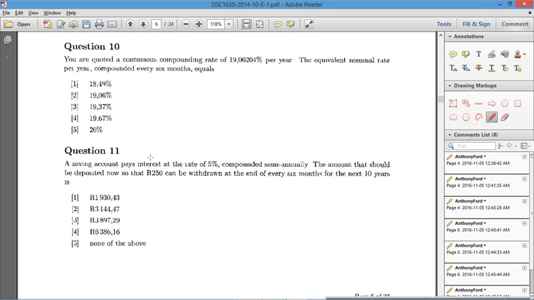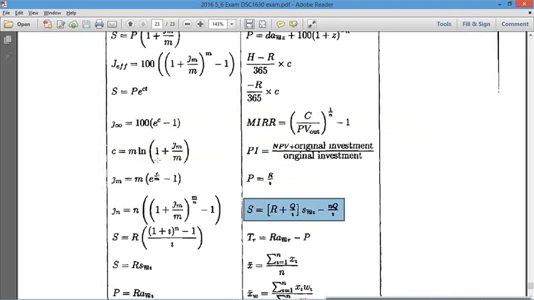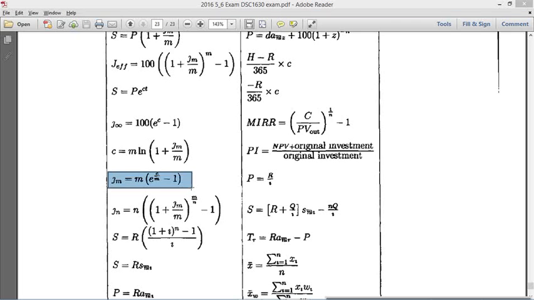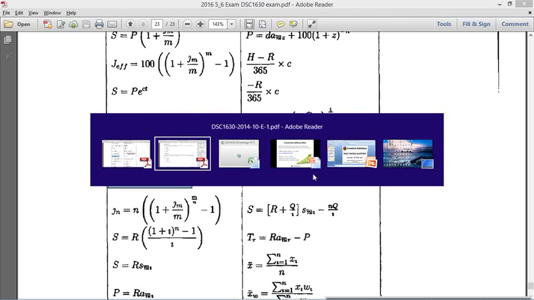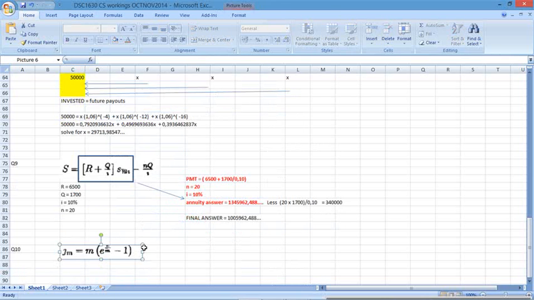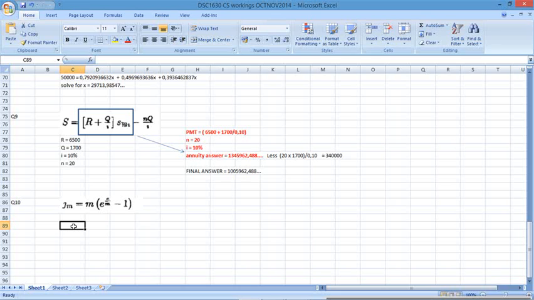Alright, question 10. You are quoted a continuous compounding rate, and you want the equivalent nominal rate, compounded every 6 months. So here they're wanting the nominal rate, which is what you're starting out with first before you do any conversions to the effective. I have been given a formula sheet, and I'm going to be using this equation for the nominal interest. I take that equation and write it down, then substitute and solve.